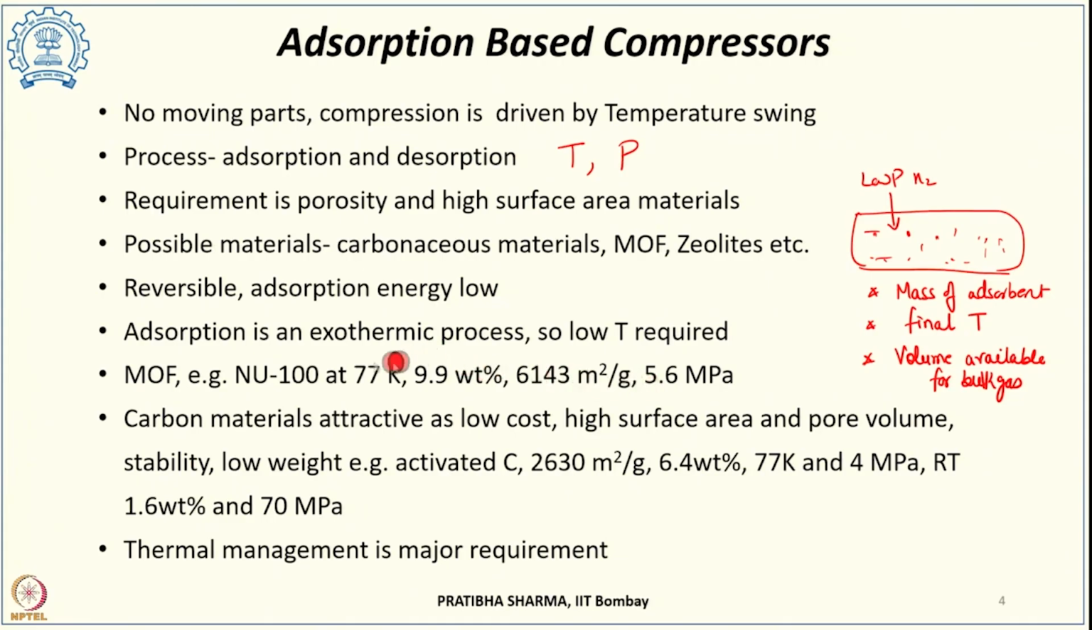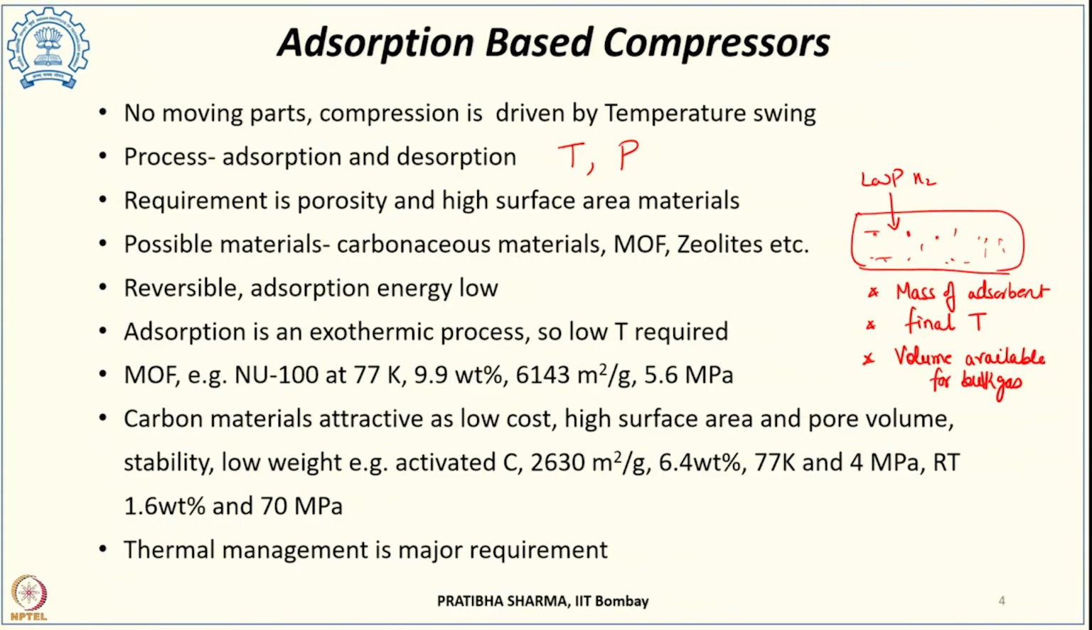For liquid nitrogen usage, there are materials like metal organic frameworks, a typical example being NU-100. At the liquid nitrogen temperature of 77 K, it was observed that it has a surface area of 6143 m²/g, a pore volume of 2.82 cm³/g, and at 77 K and 5.6 MPa it could adsorb 9.9 weight %. That is the highest achievable capacity for such materials.